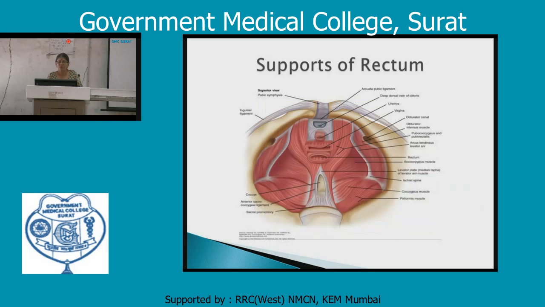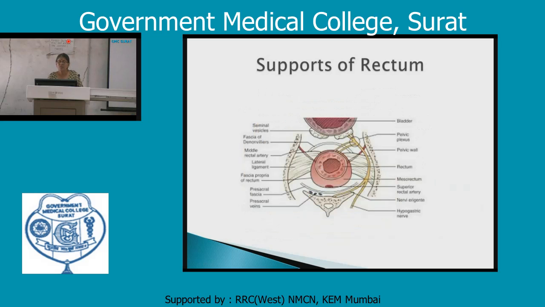Now we can see the pelvic diaphragm. This is the puborectalis muscle from the pubis, which surrounds the rectum. This is pubococcygeus, this is iliococcygeus, and this is ischiococcygeus or coccygeus muscle, and this is piriformis on the posterolateral wall of the pelvis. So this is the pelvic diaphragm, the levator ani muscle and its various parts. They support the rectum. If any of these becomes loose or is not supporting the rectum, there can be prolapse of the rectum. So these are the supports of the rectum.